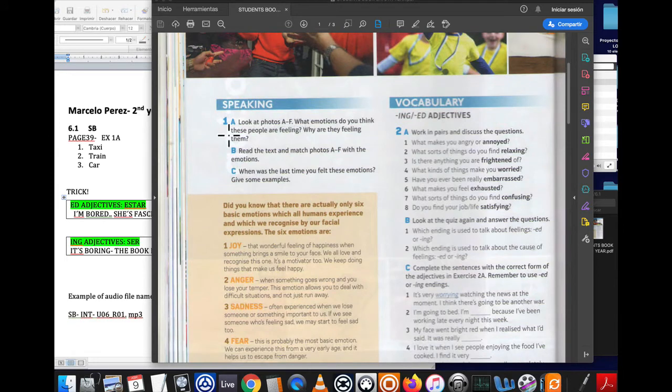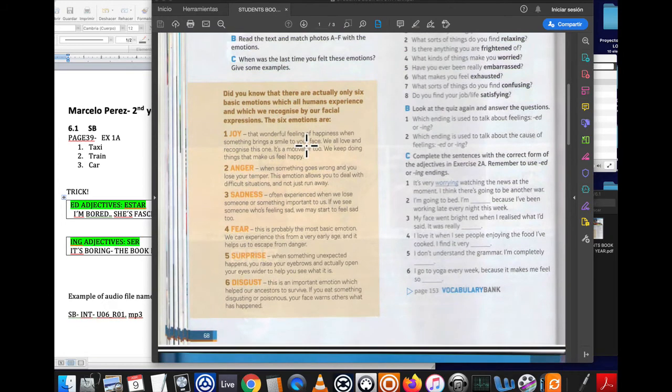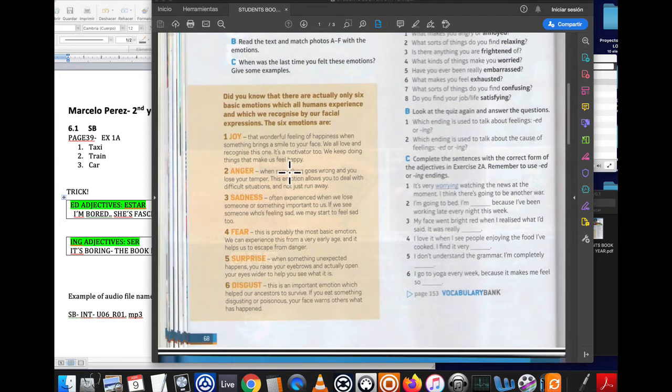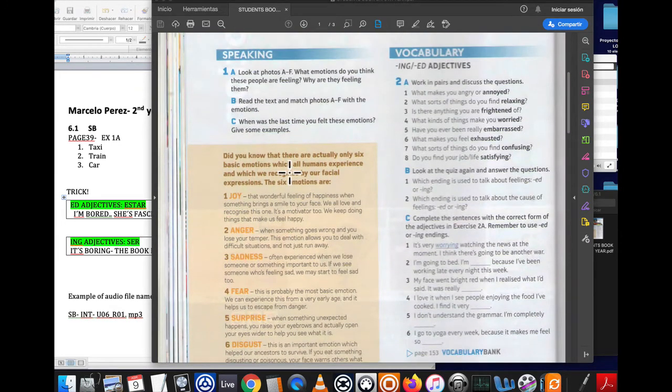So in speaking, there is not much to do about this because this is to be done in class. But you can do the reading, yes? You do the reading because it's important to do it. And then in the reading we will see that we have these ing, ed adjectives. This is the ending of adjectives. When do we use them? For example, say what makes you angry or annoyed? What sort of things do you find relaxing? So we can see that some of them end in ed, annoyed, and some of them end in ing, relaxing.